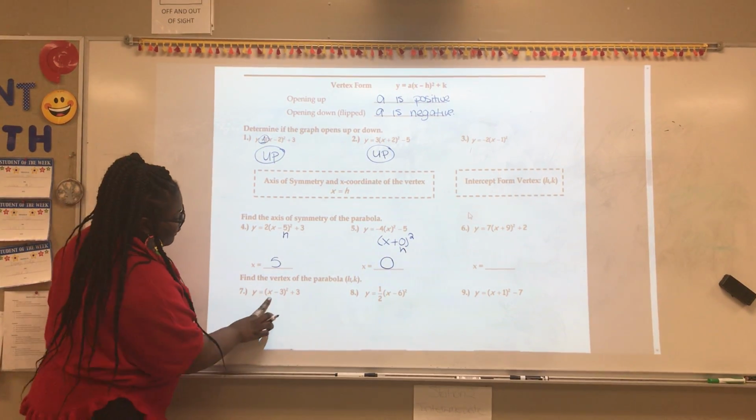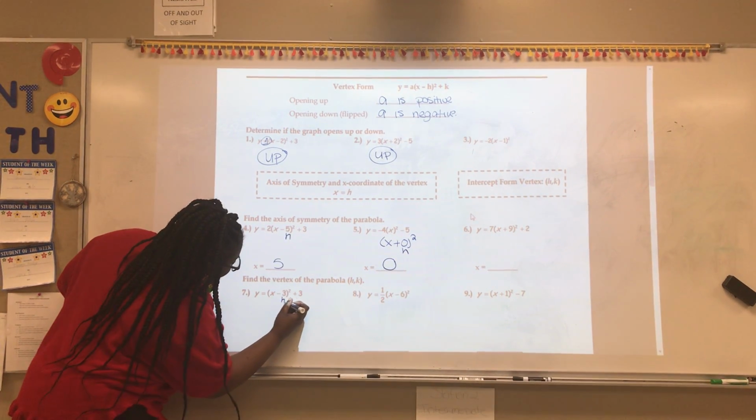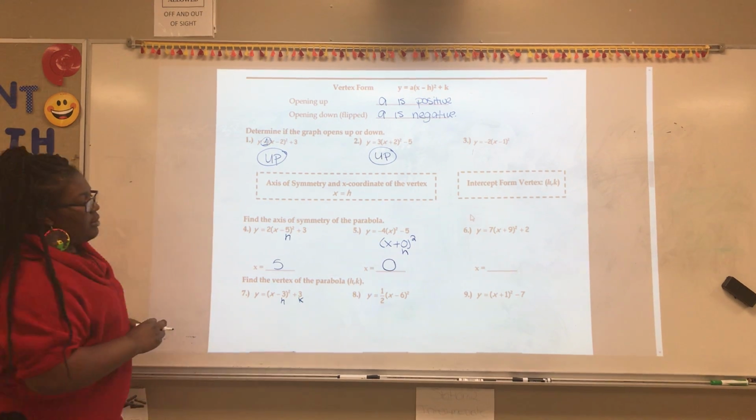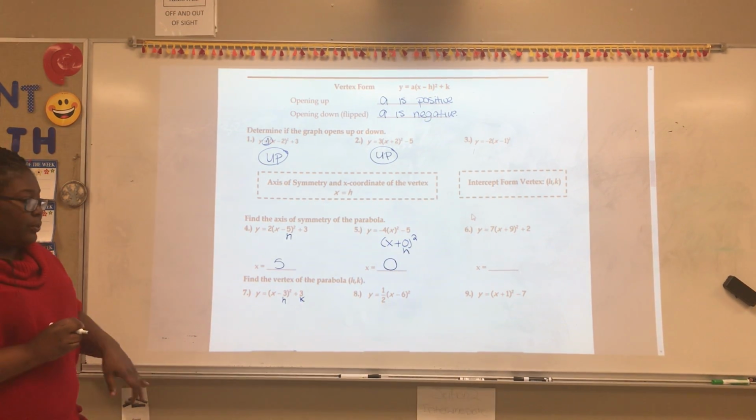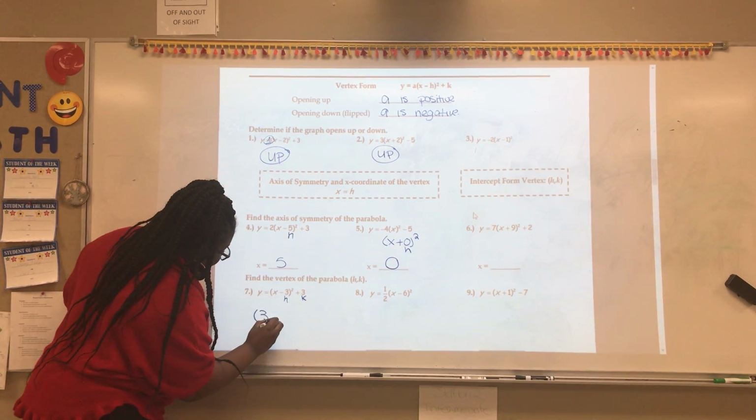I'm going to label my vertex form here for number 7. This is h, this is k, and I'm going to write it as a coordinate point: 3, comma, 3.